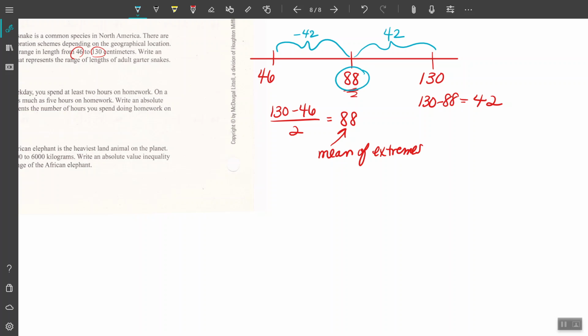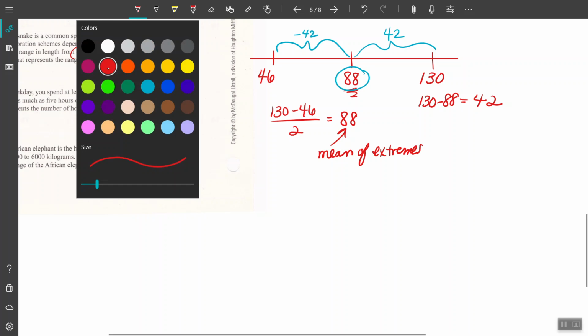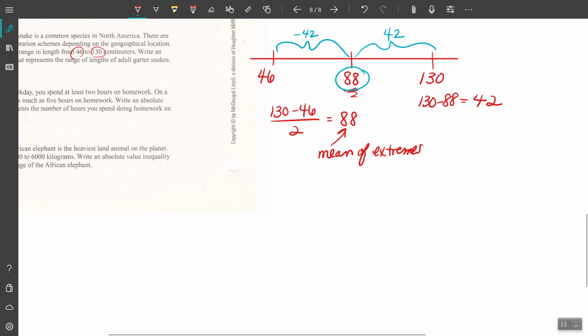So how do we write this then? Everything I've shown you so far is just leading up to us actually writing this absolute value inequality. Now we need to just define what x stands for. In this case, based on that last sentence, it says write the absolute value inequality that represents the range of lengths of adult garter snakes. So this x is representing all lengths of these snakes.